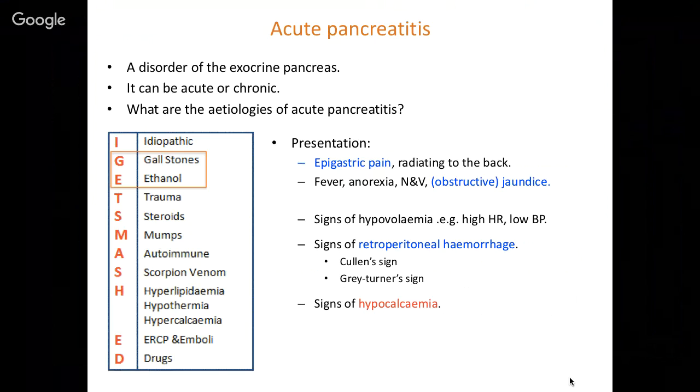Does anyone know some symptoms of hypocalcemia? That's hypercalcemia. Pardon? What were you going to say? Yeah, tetany. So tetany are symptoms. So CATS go numb is a bit of an acronym for symptoms.